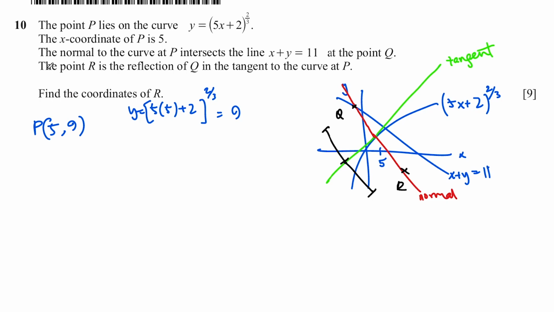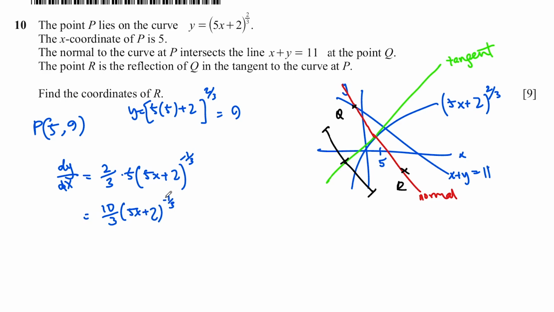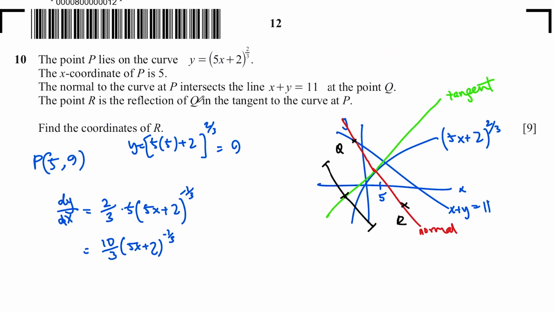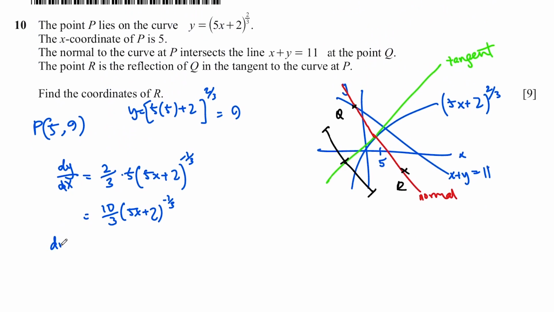The normal to the curve at P, right? So let's find the gradient, and the gradient will be dy/dx. Bring the power down, multiply by the derivative of the inside function, that's the chain rule, and take away 1 from the power, that's the power rule. Maybe I simplify this a bit. Okay, and we want to find the gradient at P, so we just sub in the value of 5.